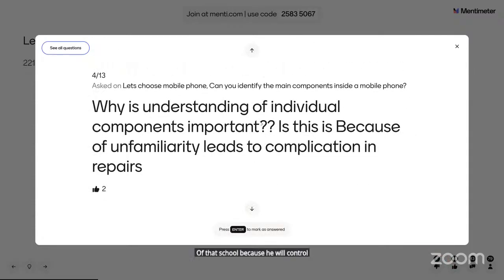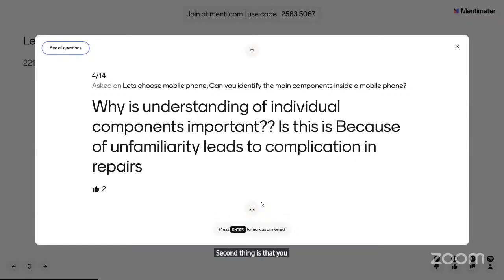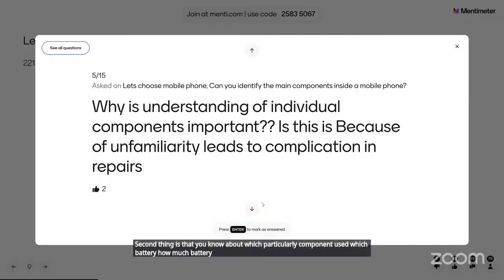Why is understanding of individual components important? It is because unfamiliarity leads to complications in repairs. Yes, individual component understanding is important, because when you are going for the repairing part, you know which particular component uses which battery, how much battery. On the basis of this you can calculate your battery management analysis.